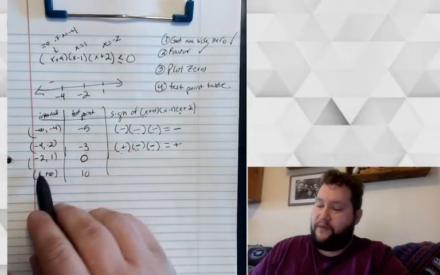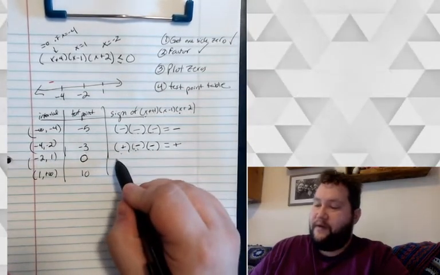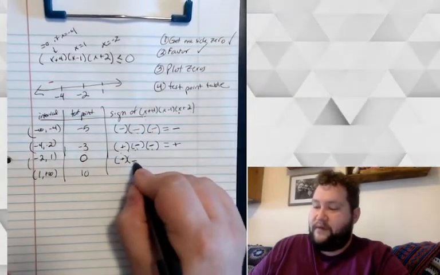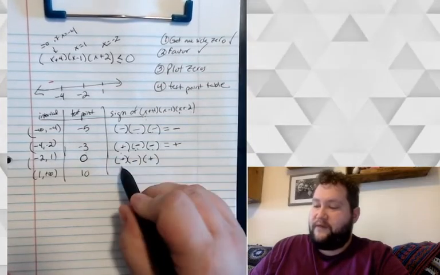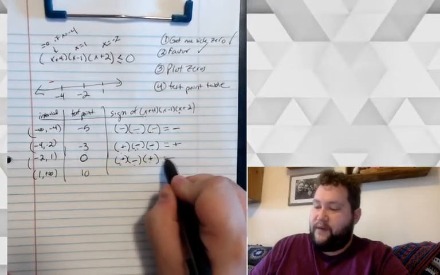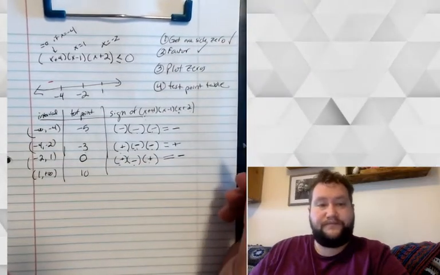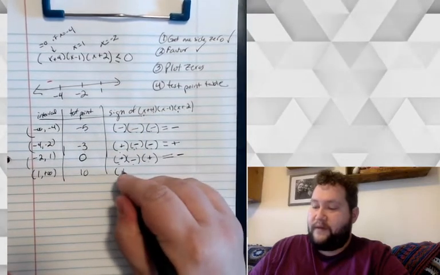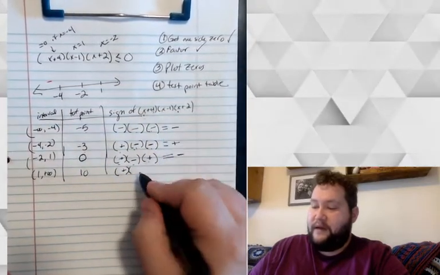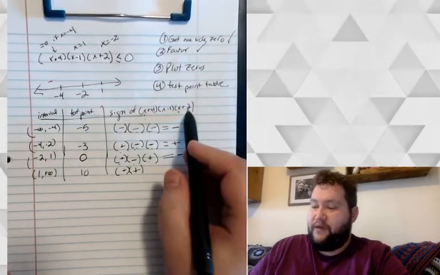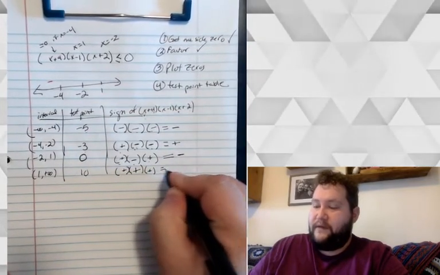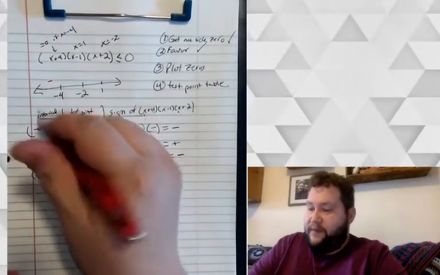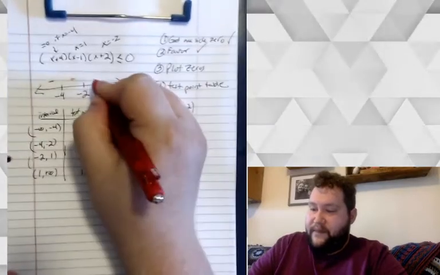And then for negative 2 and 1, if it's 0, 0 plus 4 is positive, 0 minus 1 is negative, and 0 plus 2 is positive. Positive, negative, positive means that one is negative. And then our last one with 10. 10 plus 4 is 14, which is positive. 10 minus 1 is 9, positive. And 10 plus 2 is 12, positive, which means they're always positive. And so I had a negative, a positive, a negative, and a positive.